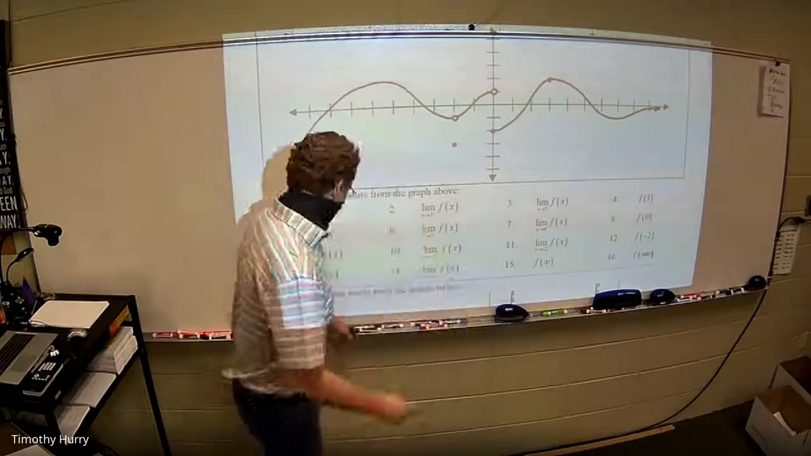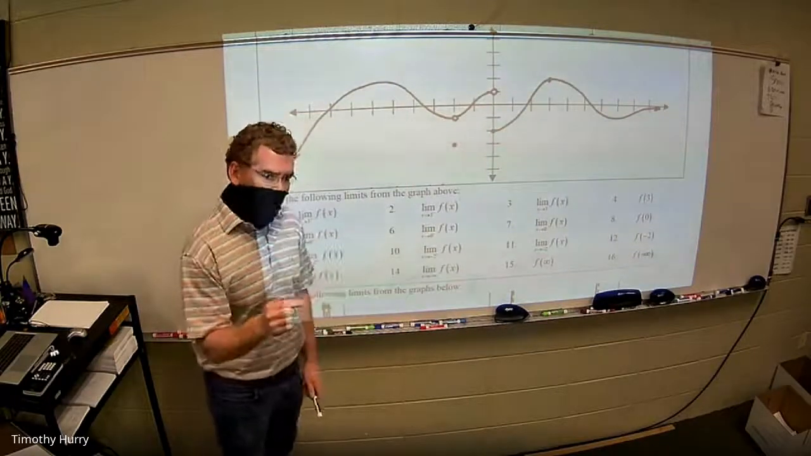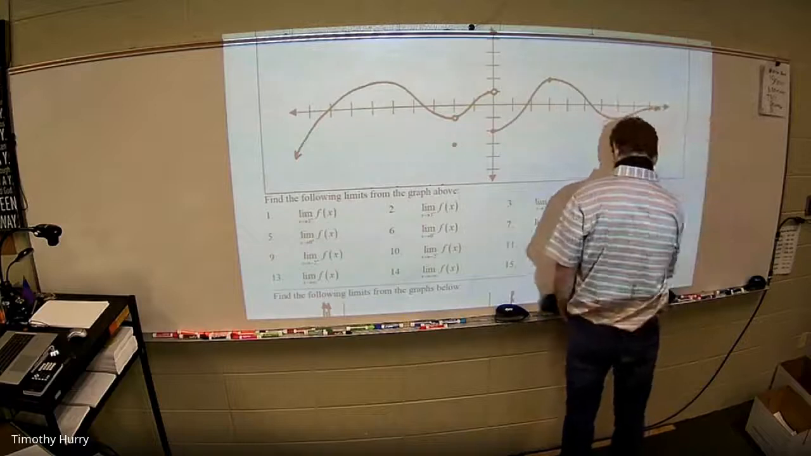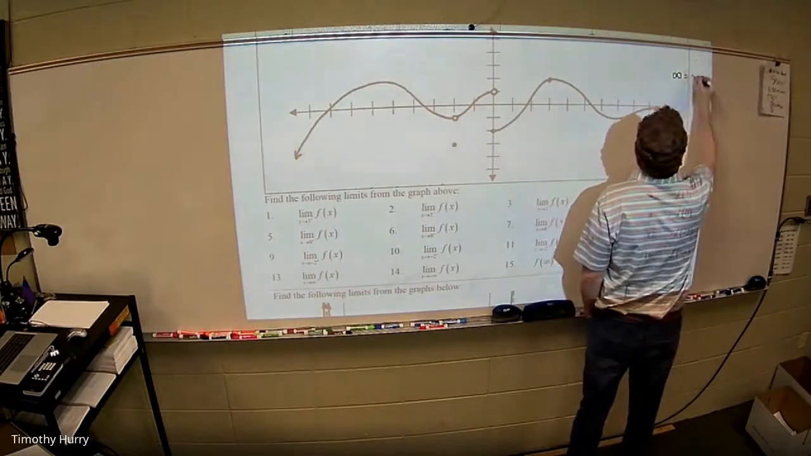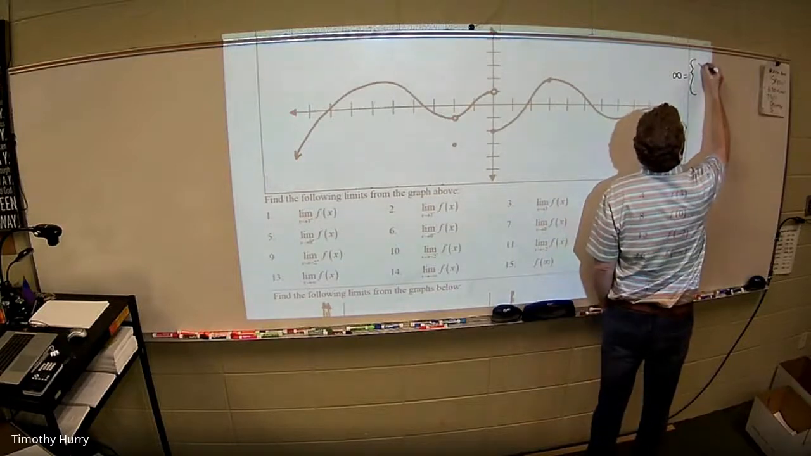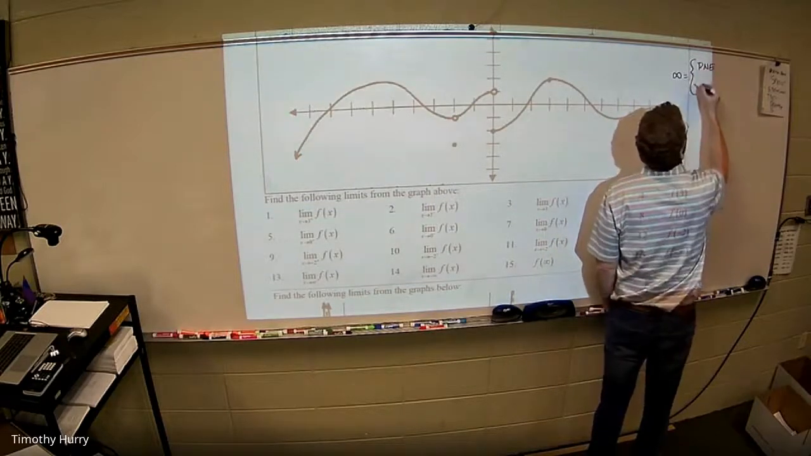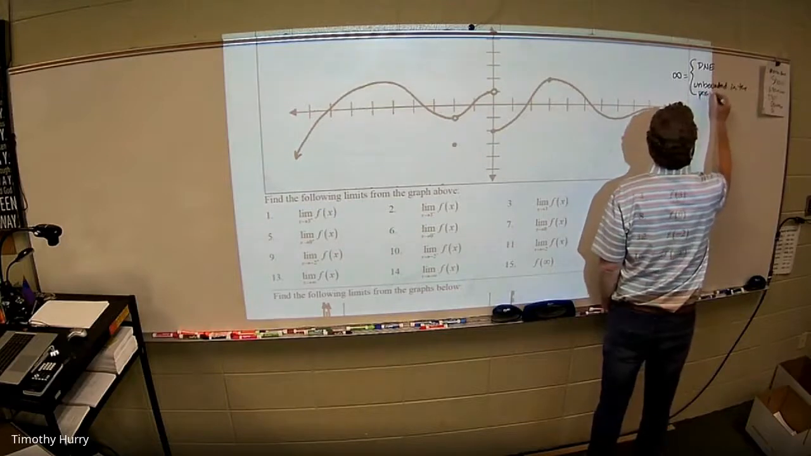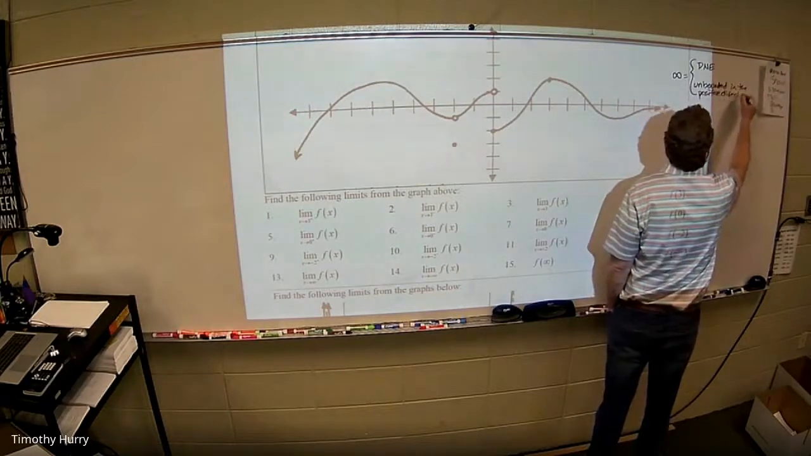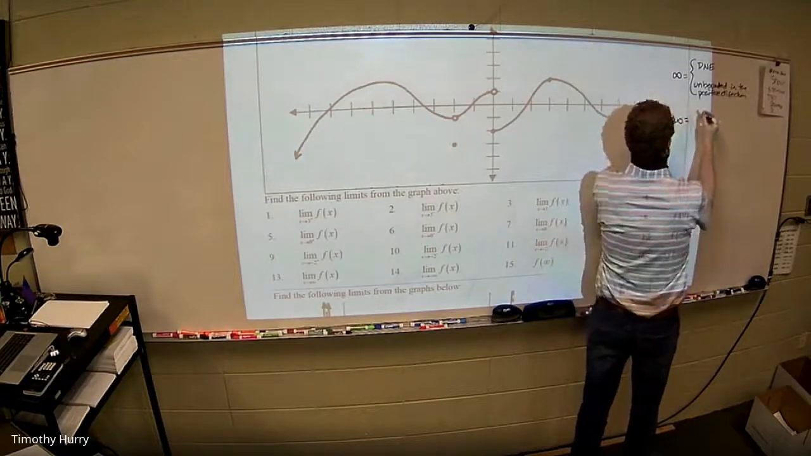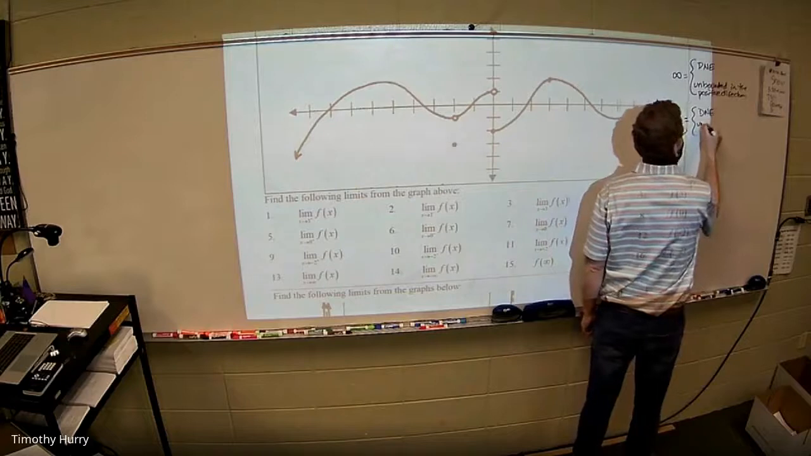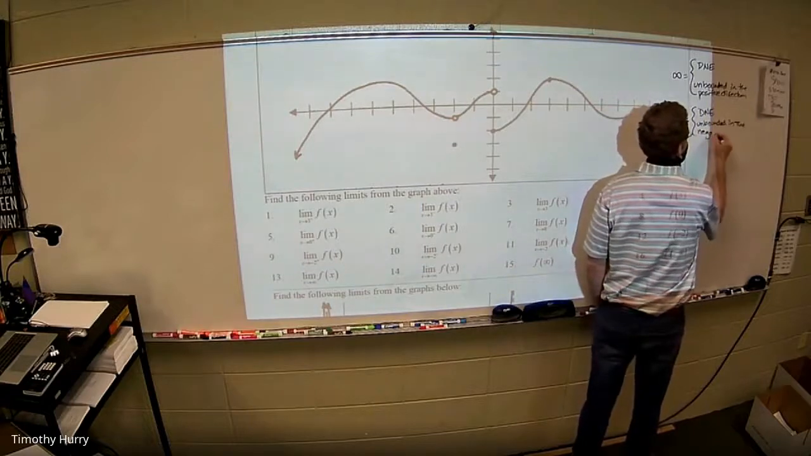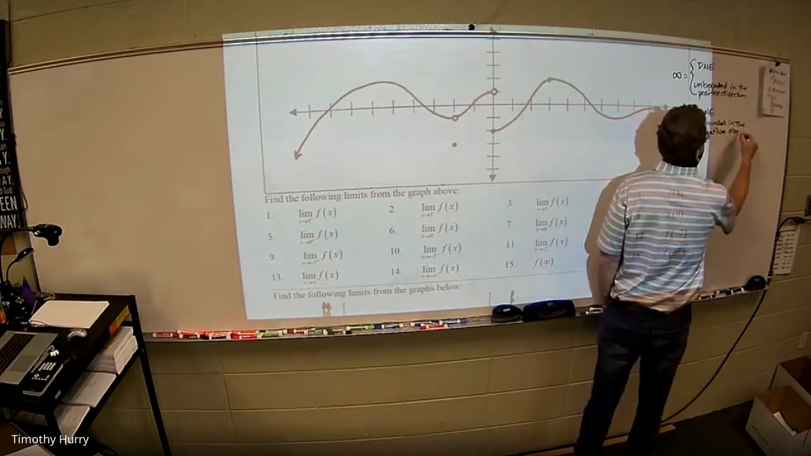But in calculus, they define infinity and negative infinity like this. They're going to define infinity as DNE, does not exist, but also it is unbounded in the positive direction. And they're going to define negative infinity as DNE, but unbounded in the negative direction. Now, unbounded means it just goes forever and ever.